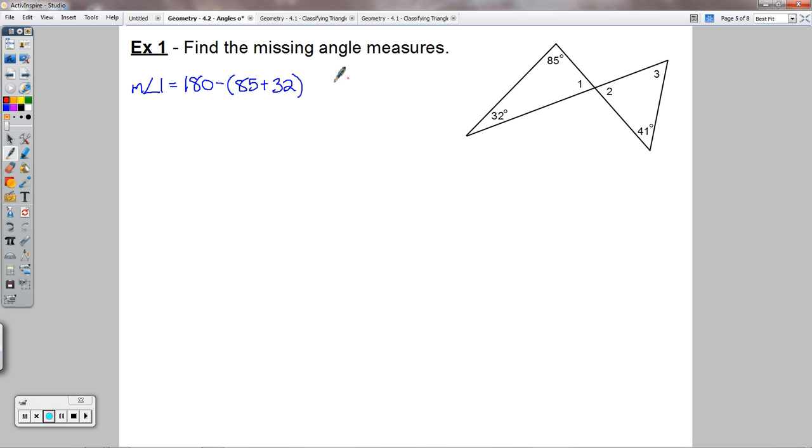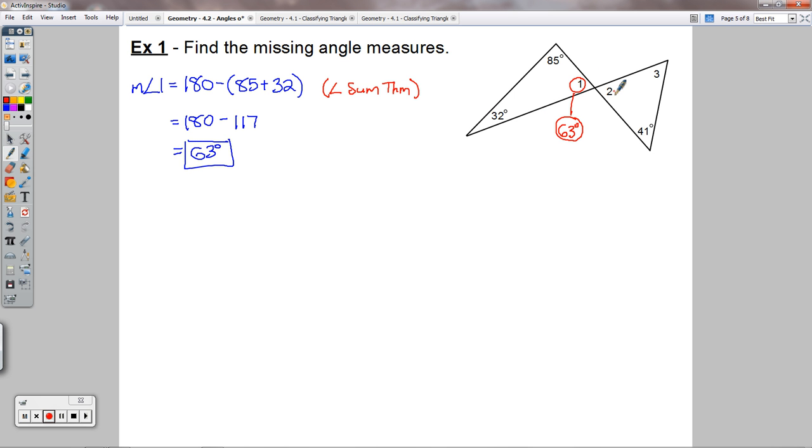In a different color, I'm going to write my justification for at least the first step for each of these, using my abbreviations. So this is based on the angle sum theorem. That's where this equation is coming from. So 180 minus these two added together, which is 117, equals 63 degrees. As I figure things out, I'm going to label them in the picture. So that's 63 degrees.